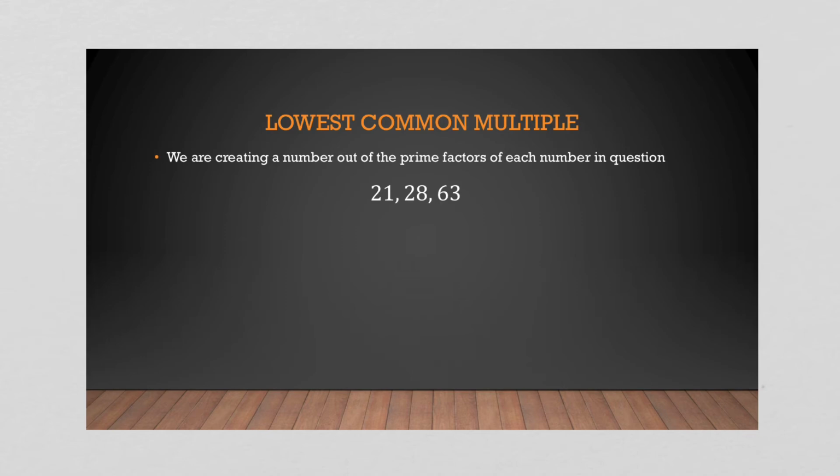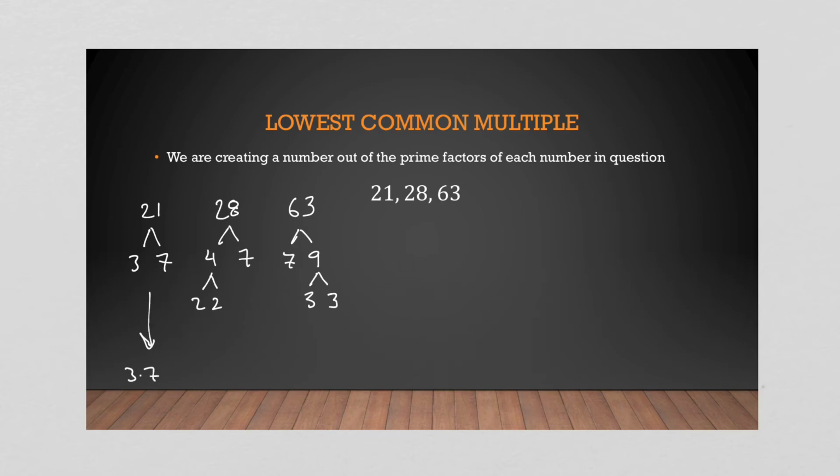So let's do another. We have 21, which is 3 times 7. We have 28, which is 4 times 7, but 4 is 2 times 2. And we have 63, which is 7 times 9, which is 3 times 3. So in order to be a multiple of 21, we need 3 times 7. In order to be a multiple of 28, we need 2 times 2 times 7. And in order to be a multiple of 63, we need 3 times 3 times 7.